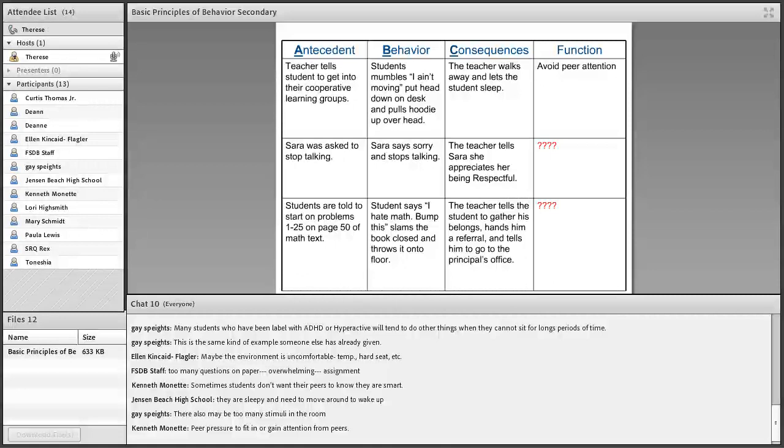This one's going to be on you guys. The antecedent, Sarah was asked to stop talking. The behavior, student says sorry and stops talking. And then what happens immediately after? The teacher tells Sarah she appreciates her being respectful. So this is an example of a good behavior, an appropriate behavior that we want to see more of. My question to you guys is, what's the function of Sarah saying sorry and stop talking? What's the function of that behavior? What is Sarah getting out of saying she's sorry and stopping her conversation? Go ahead and type it into the chat if you have a guess.